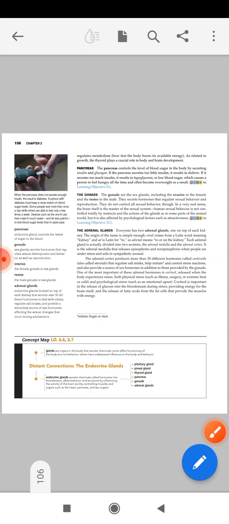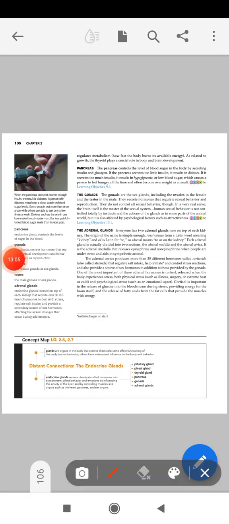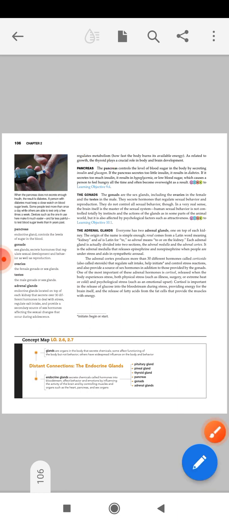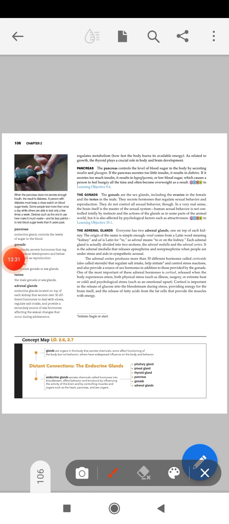You may have heard, if you are from a biology background, what thyroxine is. It regulates the metabolism, how fast the body burns its available energy. It may also have some relation with our heart rate and pulse rate. The thyroid plays a crucial role in body and brain development, remember, because it is associated with metabolism. And next one is the pancreas, which controls the level of blood sugar in the body by secreting insulin and glucagon.